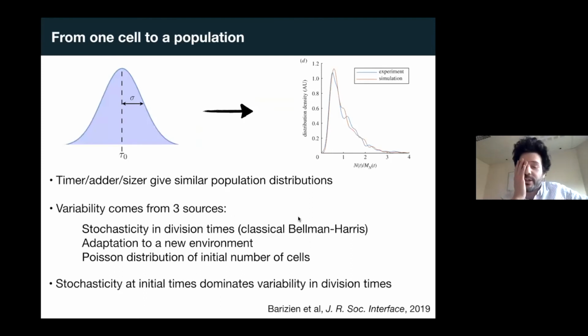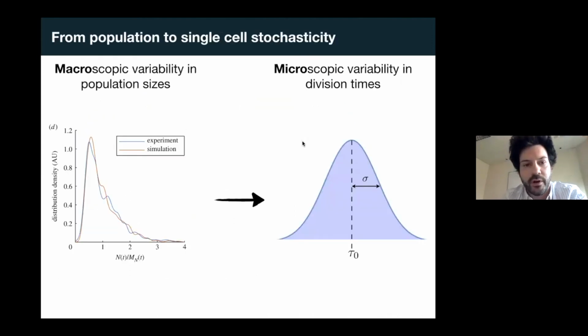So what I've told you is that we've used the model that we know is biologically not relevant. We've used the timer model, but that gives good results for the population size. And the variability comes from 3 different sources. First, all cells don't divide at the same time, but they also need to adapt to their new environment, and we have a Poisson distribution of cells at the beginning. So we were able to go from the microscopic to the macroscopic. And the question we want to ask now is, can we go in the reverse direction? Knowing this macroscopic variability in population sizes, can we infer the microscopic variability in division times?